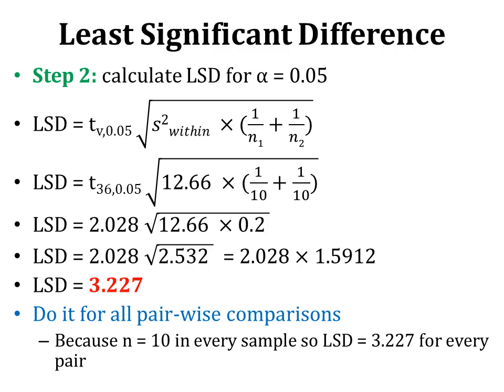And this has to be done for all the pairwise comparisons, but because in this example we have the same number of observations in all of the groups, we don't have to repeat it 5 more times. So when we have calculated this one, it is going to be applicable to all of the 6 pairs.